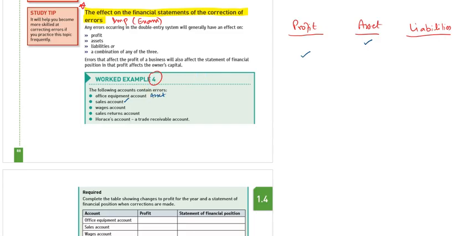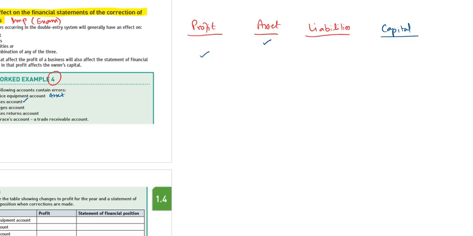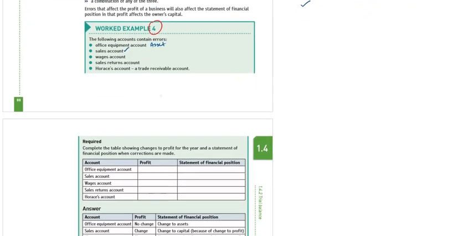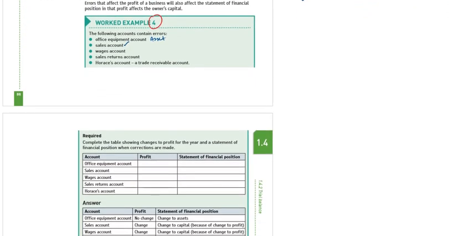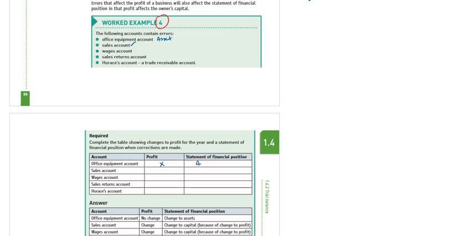So every error related to an income statement item. Sale is an income statement item. Wages is an income statement item. Sale return is an income statement item. So every income statement item will create impact on profit as well as capital. Okay. Can you do this example by yourself? Like this one, can office equipment account create impact on profit? We will say no, it will just create an impact on the assets only. Like this one, can you solve this? Yes, student.